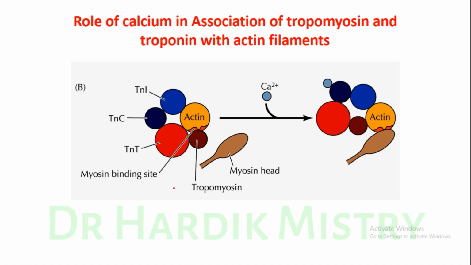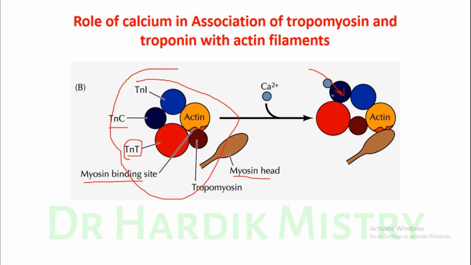Now, whatever event of troponin and tropomyosin occurs is in the presence of calcium ion, which is released from the sarcoplasmic reticulum. Here you are seeing the structure of the troponin I, this is the troponin C, and this is the troponin T. Now this troponin T binds with the tropomyosin, and the tropomyosin covers the myosin binding site on the actin filament. So this is the resting state of the muscle. And here it is the myosin head.